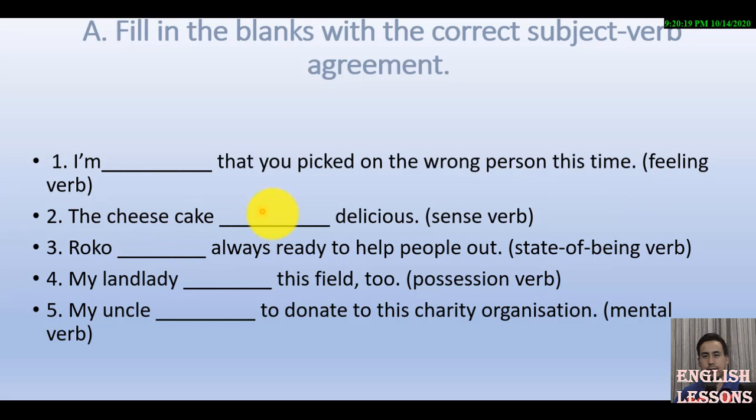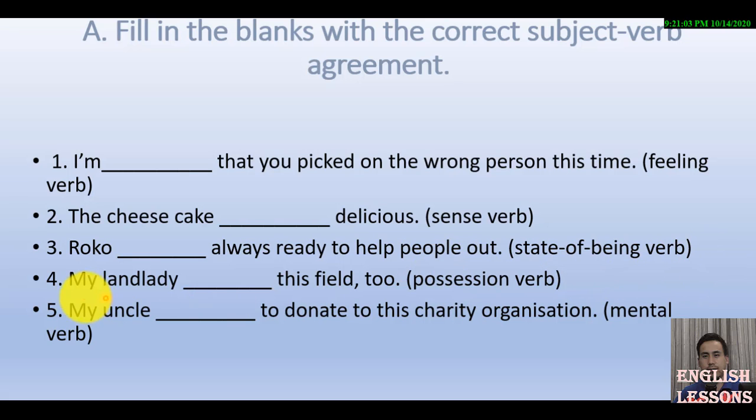The cheesecake delicious. The cheesecake, sense verb. So for sense verb, the most appropriate word will be taste. The cheesecake tastes delicious. Rocco always ready to help people out. Rocco, remember, state of being verb. So it will be, Rocco is always ready to help people out.